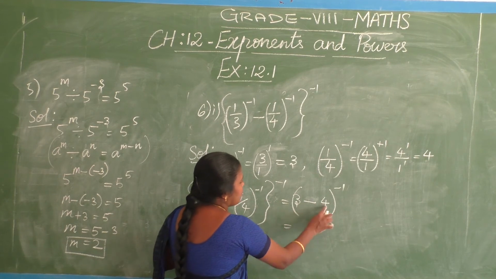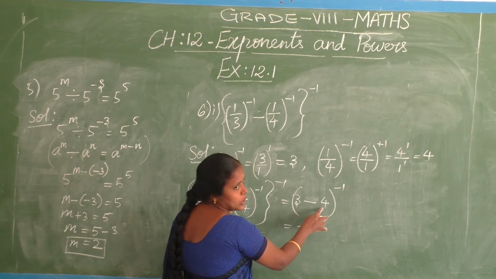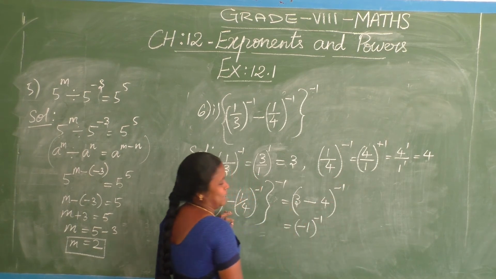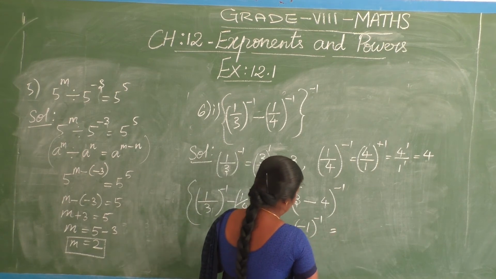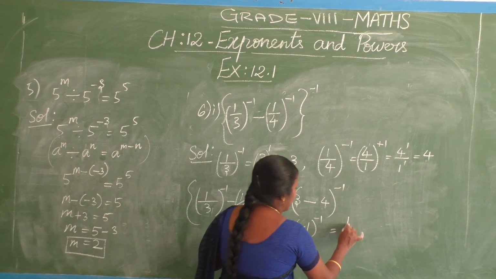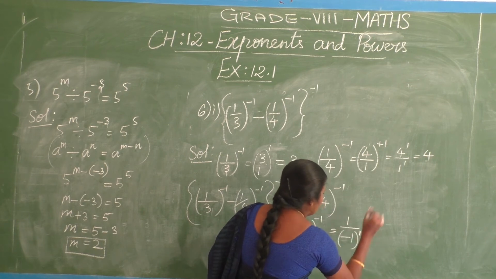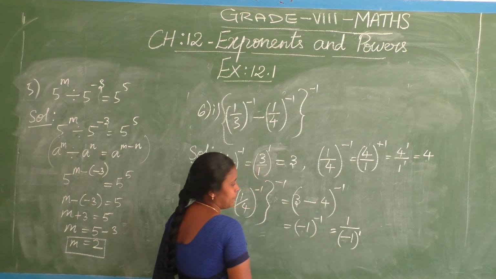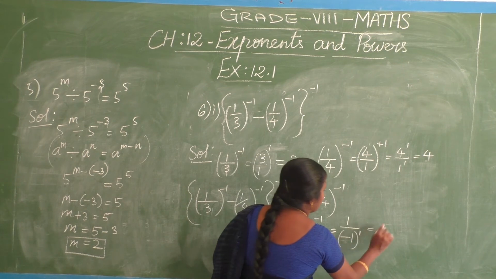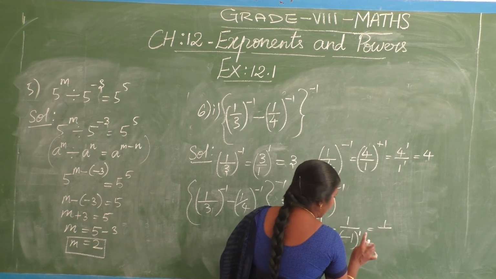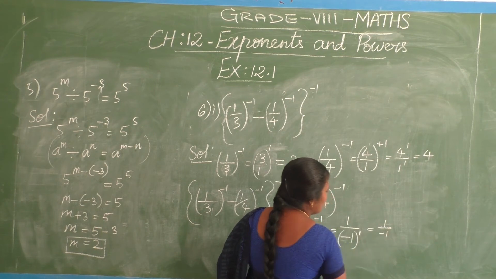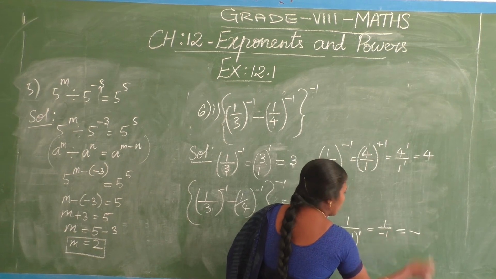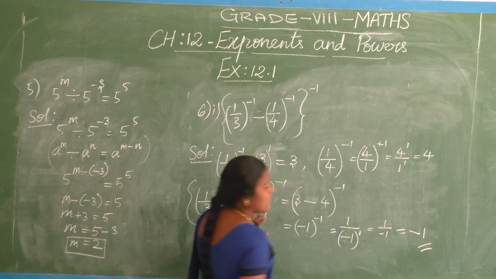Okay. (3 minus 4) to the power minus 1. If you solve, what do you get? Minus 1 only. Minus 1 the whole power minus 1. Clear? Here what do you write? How do you change it into positive? By reciprocal. Okay, a^-m is equal to 1 by a^+m. Anyhow, (-1)^-1 is 1 by (-1)^+1, nothing but 1 by minus 1. Final answer, 1 divided by 1, 1 only, no? So, minus 1 is the answer.